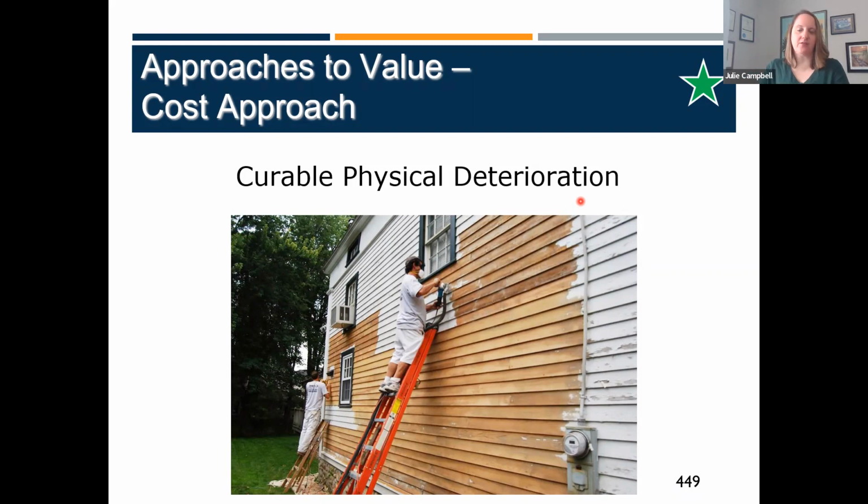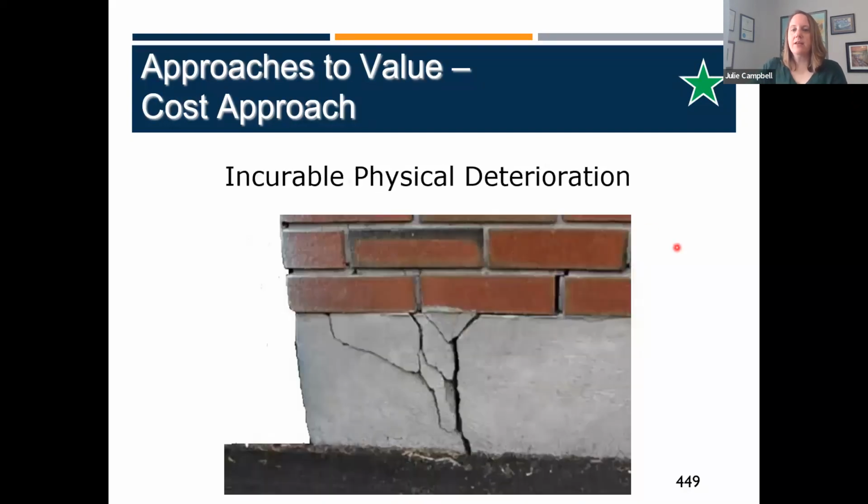Sometimes the roof needs to be replaced. Those things don't last forever. It's physically and economically feasible to cure it, to correct it. Incurable physical deterioration may not be economically feasible. Anytime you start dealing with foundation or structural issues, things start getting expensive. Before you run out and repair the foundation or support the load-bearing wall, for example, the appraiser, the homeowner, everybody needs to ask, is this going to be economically worth it? Is it economically feasible? If not, then it's incurable.